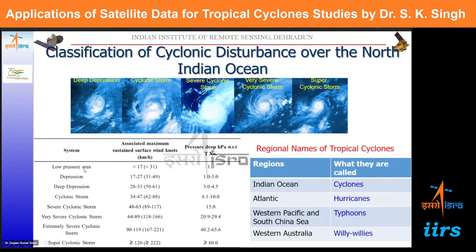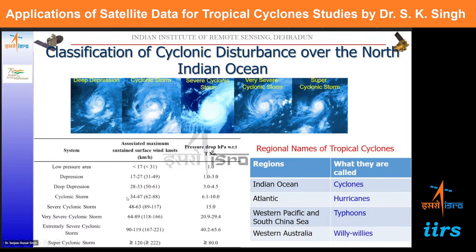You can see, once a low pressure forms, the wind speed should be less than 17 knots. Knots is the universal unit, used everywhere. If you convert into kilometers per hour, it will be less than 31 kilometers per hour. And correspondingly the pressure drop at the center will be up to 1.0. Further, if the wind speed increases, it is called a depression. The limit is 17 to 27 knots in between, then we call it a depression, and the pressure drop will be 1 to 3 hectopascal.